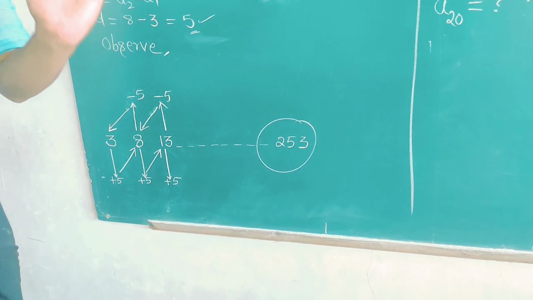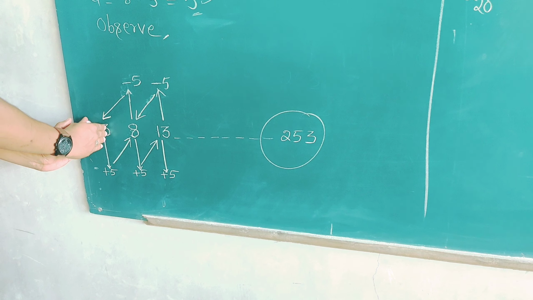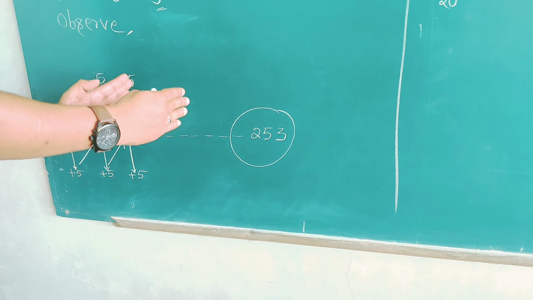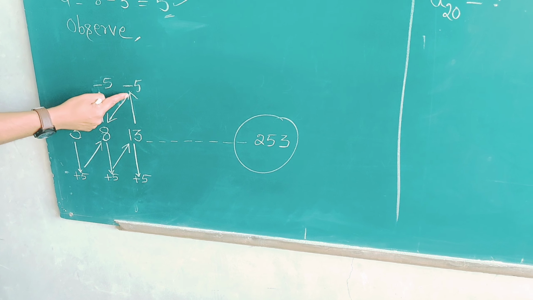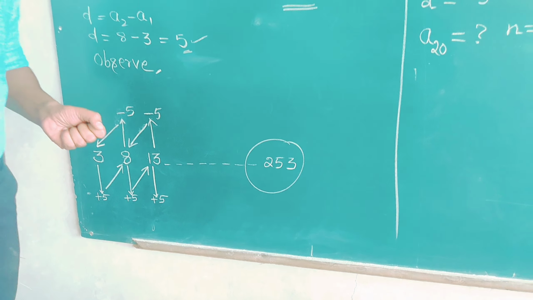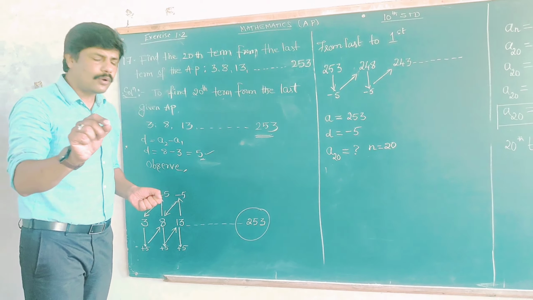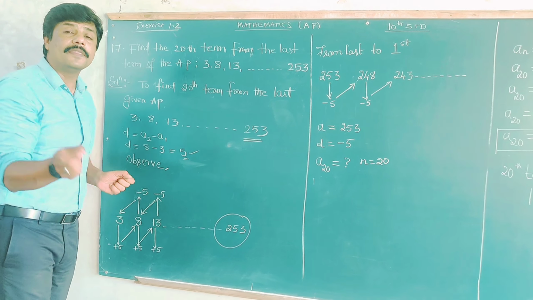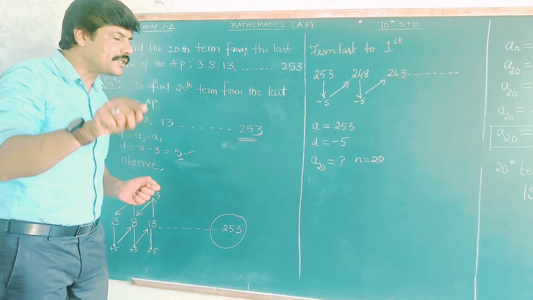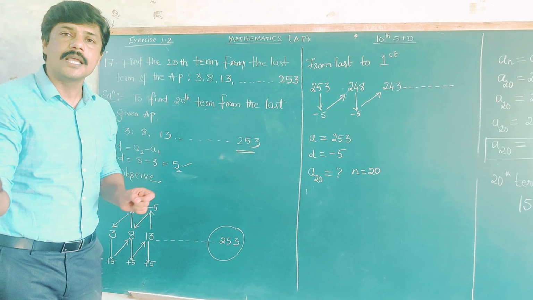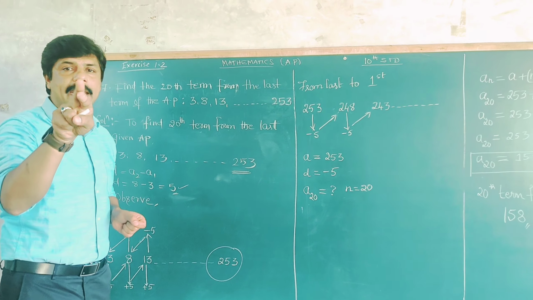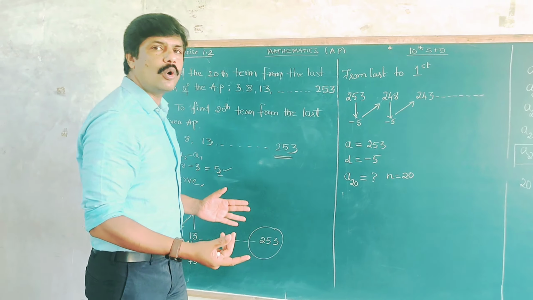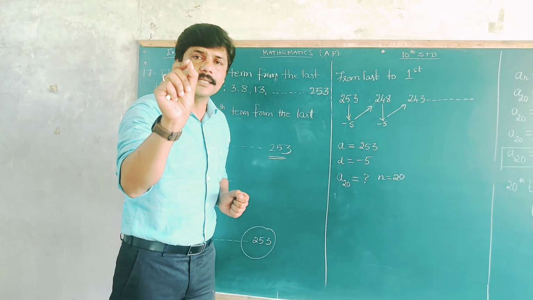Understand very carefully: when you are proceeding from the first term to the last term, you are adding the common difference. When you are proceeding from the last term to the first term, you are subtracting the common difference. If the common difference is positive from left to right, or from first term to last term, then it should be negative when you are considering from last term to first term. That's all the difference. If the common difference is plus, then you make it minus. If the common difference is minus, then you make it plus. That's all.